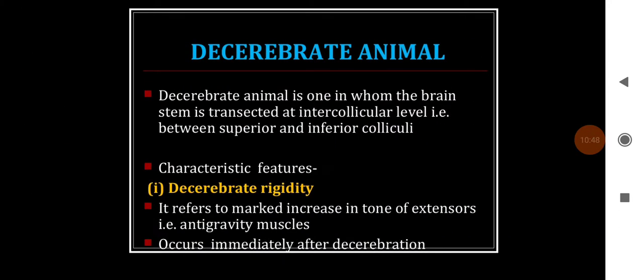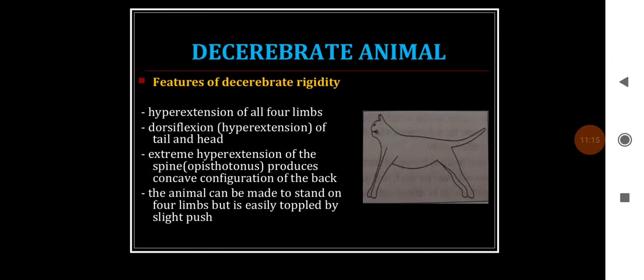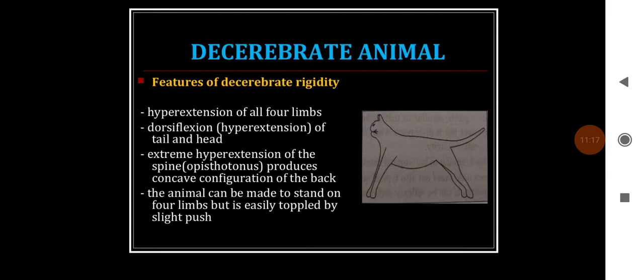Decerebrate animal. So this decerebrate animal is one in whom the brain stem is transected at the intercollicular level, that is, between the superior and inferior colliculi. The characteristic feature of this decerebrate animal is decerebrate rigidity. That is, it refers to the marked increase in the tone of the extensor, that is anti-gravity muscles, which occurs immediately after decerebration.